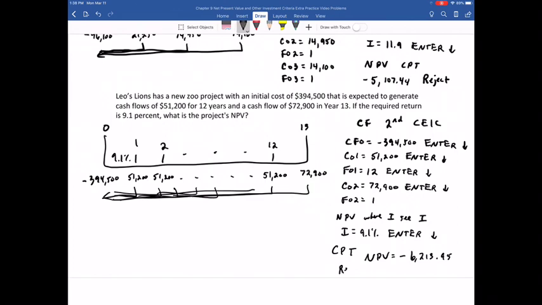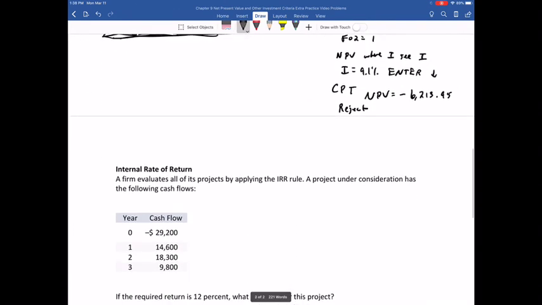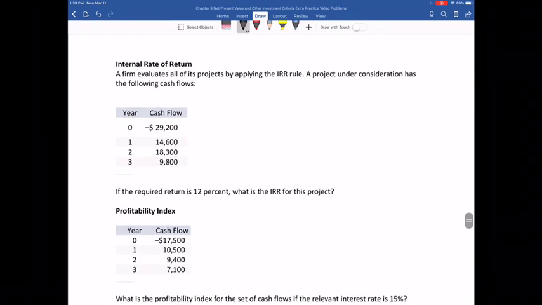So since I have a negative net present value, we would reject this project. So that is your net present value calculations. That is our second method that is discussed in this chapter. The third method is the internal rate of return. The internal rate of return and net present value are similarly related, except for the internal rate of return, we are solving for the discount rate that sets the net present value equal to 0. We then compare that discount rate to our required rate of return.